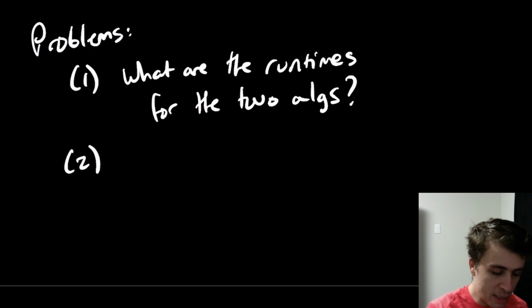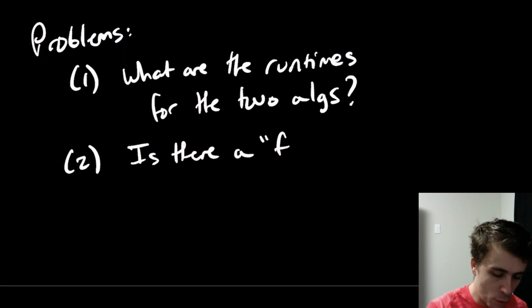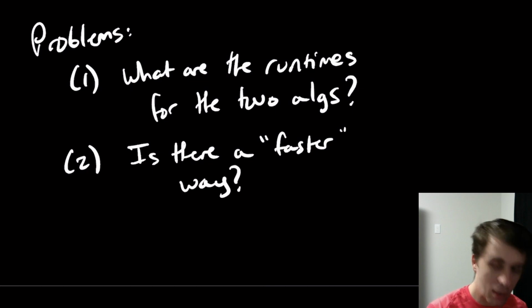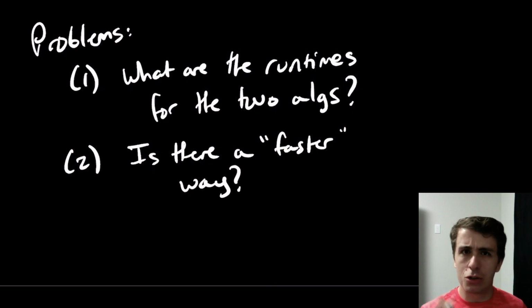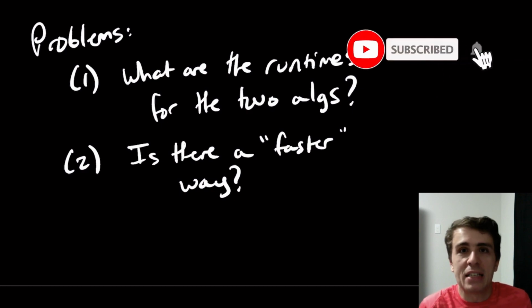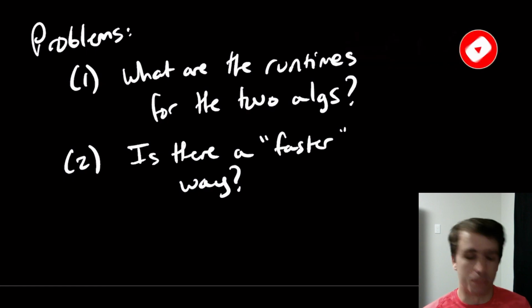And then the second one is, is there a faster way? I'd like you to always think about this, because let's just say one of them is a linear time algorithm, big O of n. If you find a big O of n algorithm, you may think, okay, that's the end of the line. But it turns out that you can actually go a lot faster sometimes.